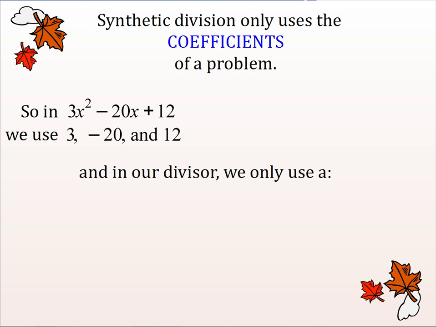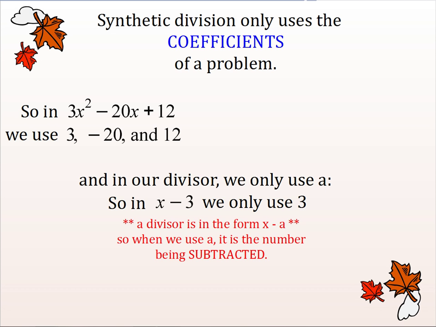In my divisor, I'm only going to use a. So in x minus 3, remember that the format for our divisor was x minus a. So whatever's being subtracted is going to be considered a. So if I have x minus 3, I'm going to use a positive 3 because that's what's being subtracted.